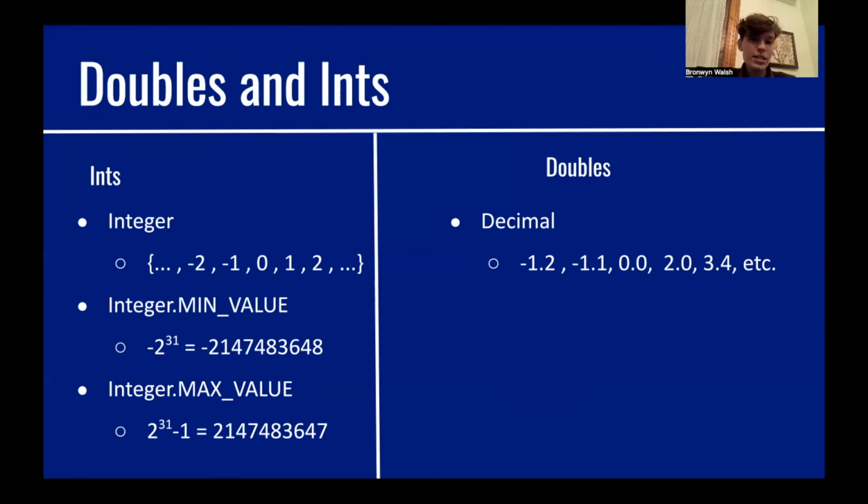You don't need to memorize these values. You can use the command integer.minValue as written here or integer.maxValue, and that will automatically print or access the number that you need to. Doubles are 64-bit decimal values, but the minimum and maximum values for double are less useful and not really necessary to worry about for our purposes.